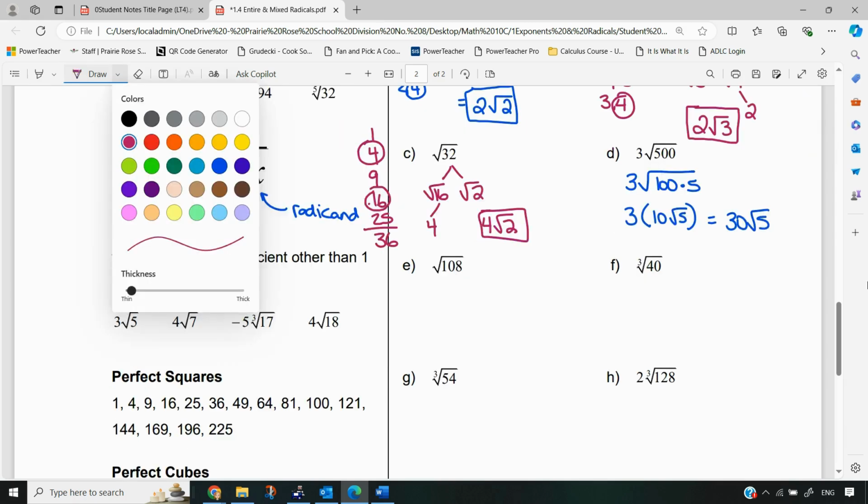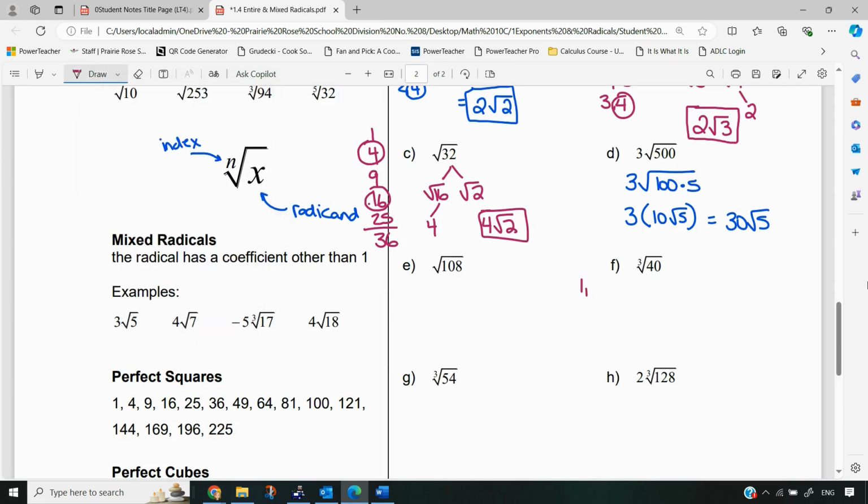Okay, so I'm going to actually skip E and go straight to F. Here we're looking at breaking down the cube root of 40. So this time we're looking at our perfect cubes. So I can list my factors of 40. So 1 and 40, 2 and 20, 4 and 10, 5 and 8, and that's all of them. This time I want my perfect cube. So if I go through my list of perfect cubes, the only one that I have is 8. So that's the one that I'm going to work with.